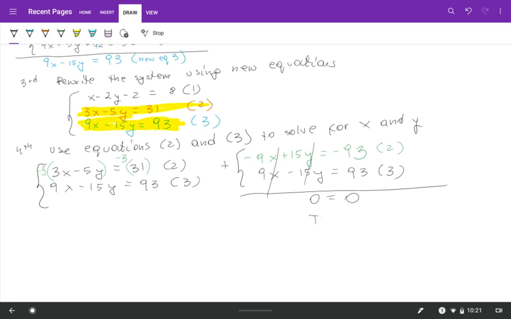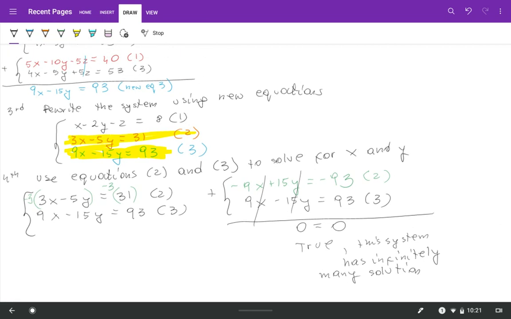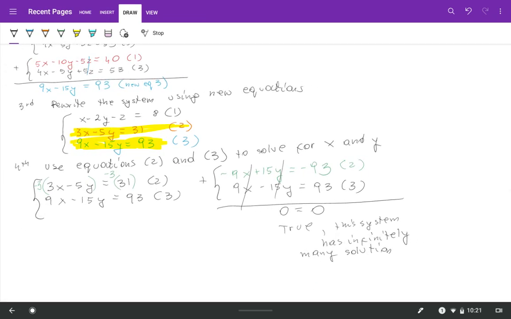So this is true. When you end up with something like that, that means the system has infinitely many solutions. Infinitely many solutions. So we still want you to express the solutions using equations. So this is not the end.